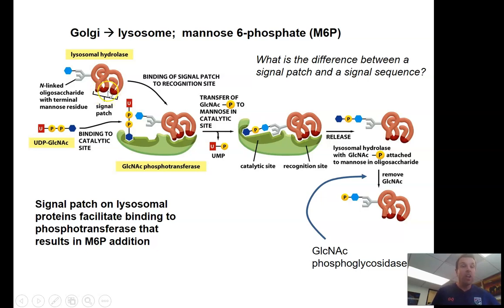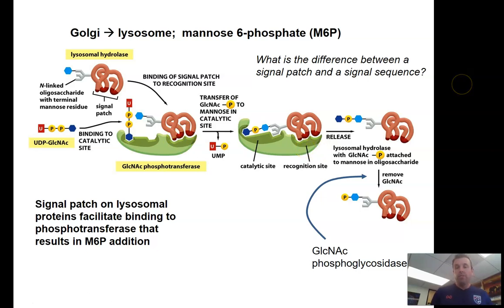So all of those come together in the fold and make that signal patch. So the next question is, why do you think the lysosomal enzymes require a signal patch rather than a signal sequence to basically signal that it needs the M6P to be added to it? In other words, why would these enzymes recognize a signal patch instead of a signal sequence?